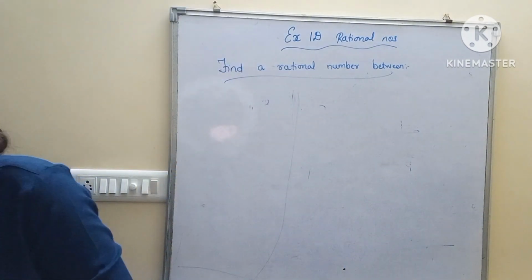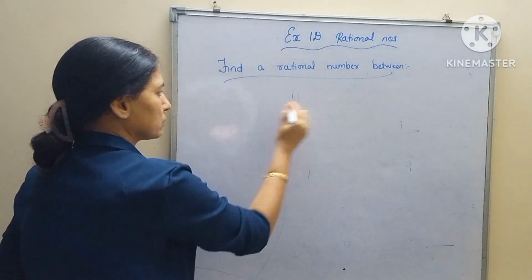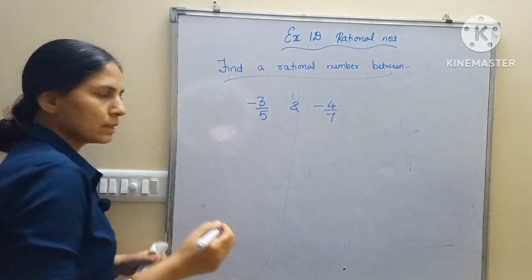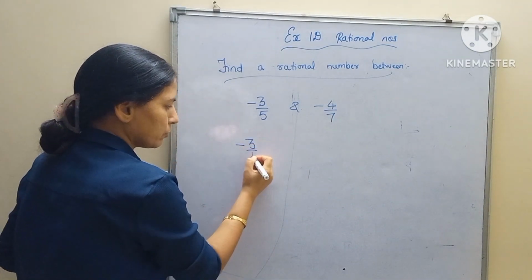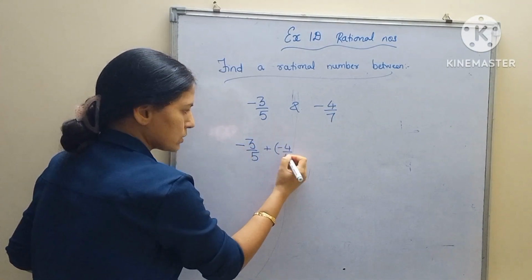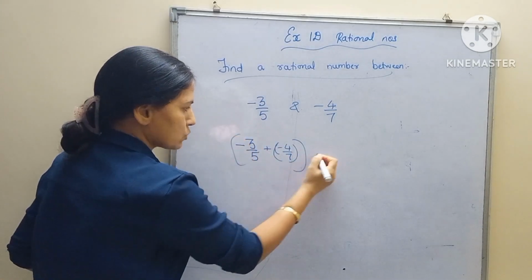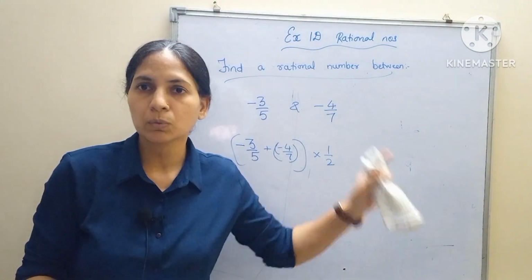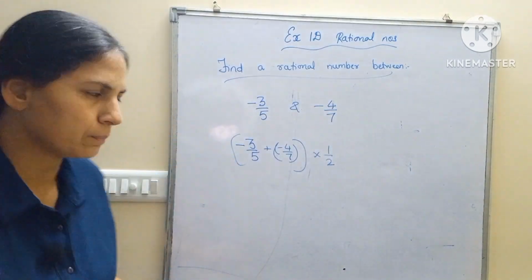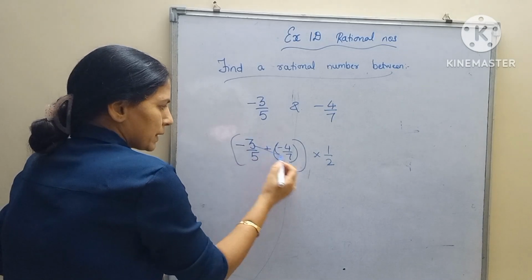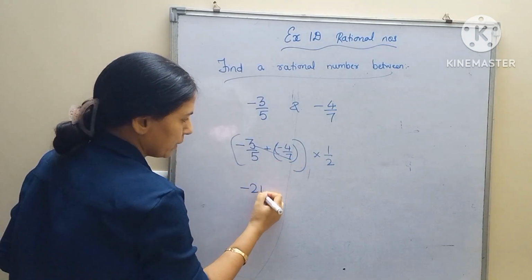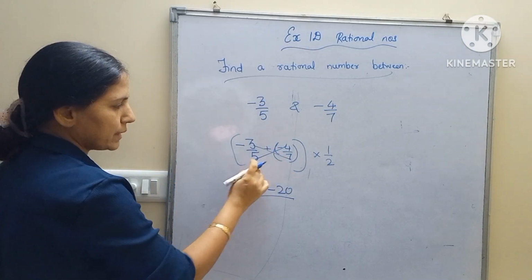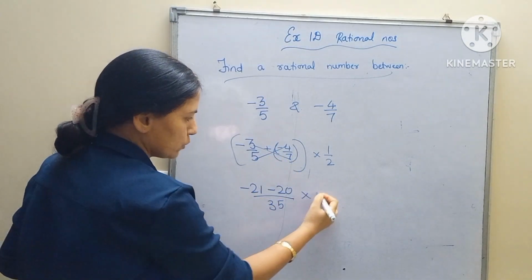Next is minus 3 upon 5 and minus 4 upon 7. Same. Minus 3 upon 5 plus minus 4 upon 7 has to be multiplied by 1 upon 2. What do you mean by multiplying by 1 upon 2? Multiplying by 1 upon 2 means you have to find the half of it, okay? Do the cross multiplication thing. 7 threes are 21, 5 fours are minus 20. Why minus? Plus minus, minus, put a common sign. 7 fives are 35 into 1 upon 2.